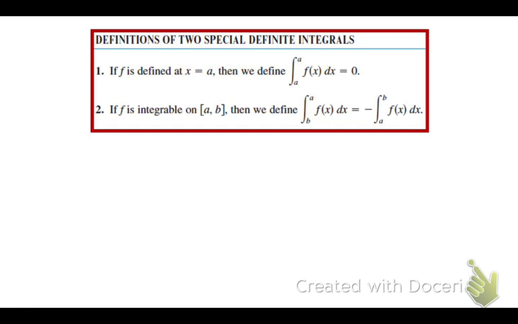Okay, if f is integrable on a to b, then we define the integral from b to a of f of x dx. Now you notice it's b to a. Which letter comes first? A. It should be from A to B, right? So you switch it to A to B, and you put a what in front of it? A negative. So if you get something that has the bigger number first, you switch it and put a negative in front.